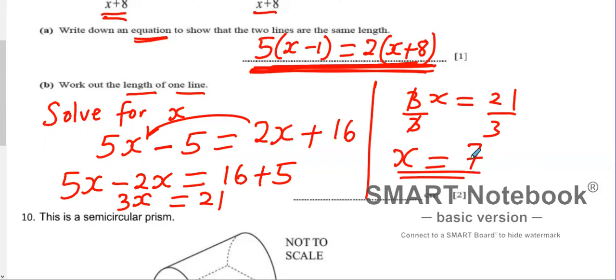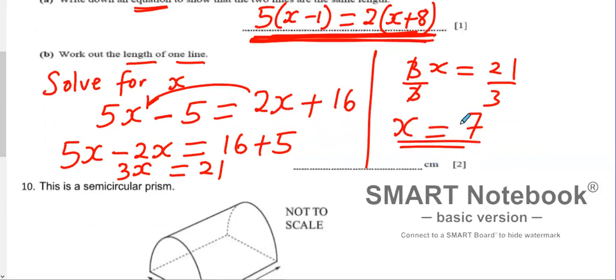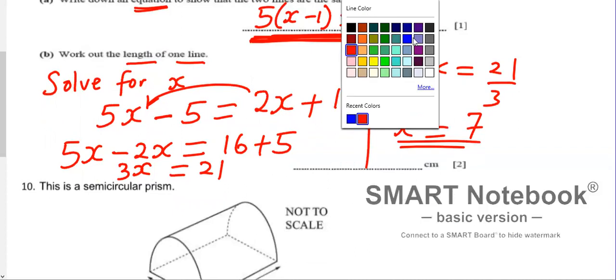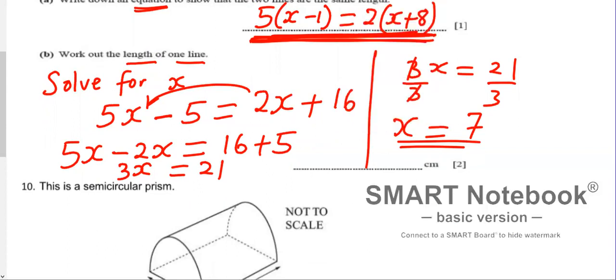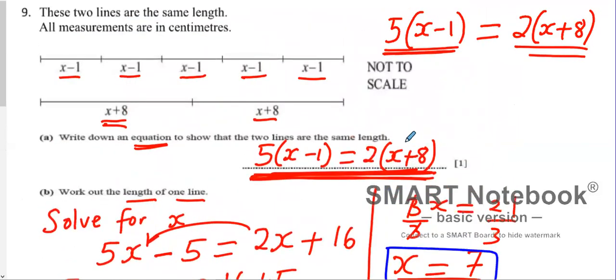Now, if x is 7, we can use x equal to 7 to find the length of one line. We can substitute x equal to 7 in any of these two lines. So let me substitute it here. x plus 8. So this will be 7 plus 8. So meaning from here to here will be equal to 15. x is 7 plus 8, that equals 15. That means from here to here will also be equal to 15.